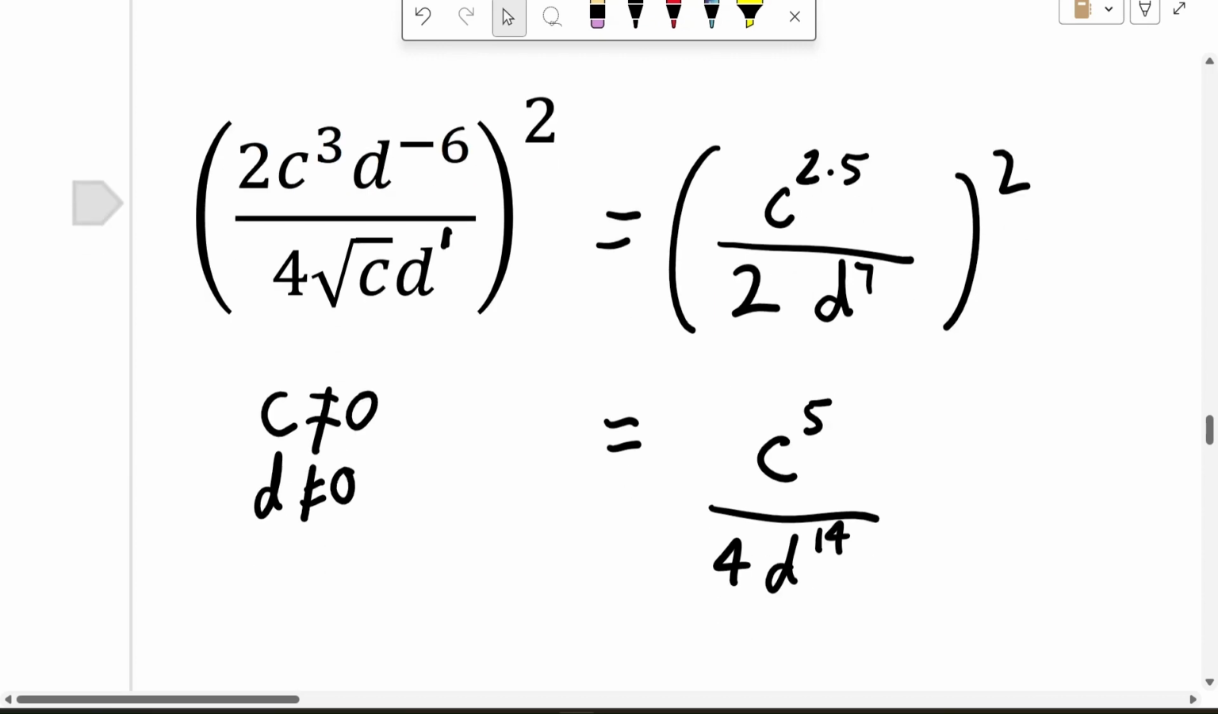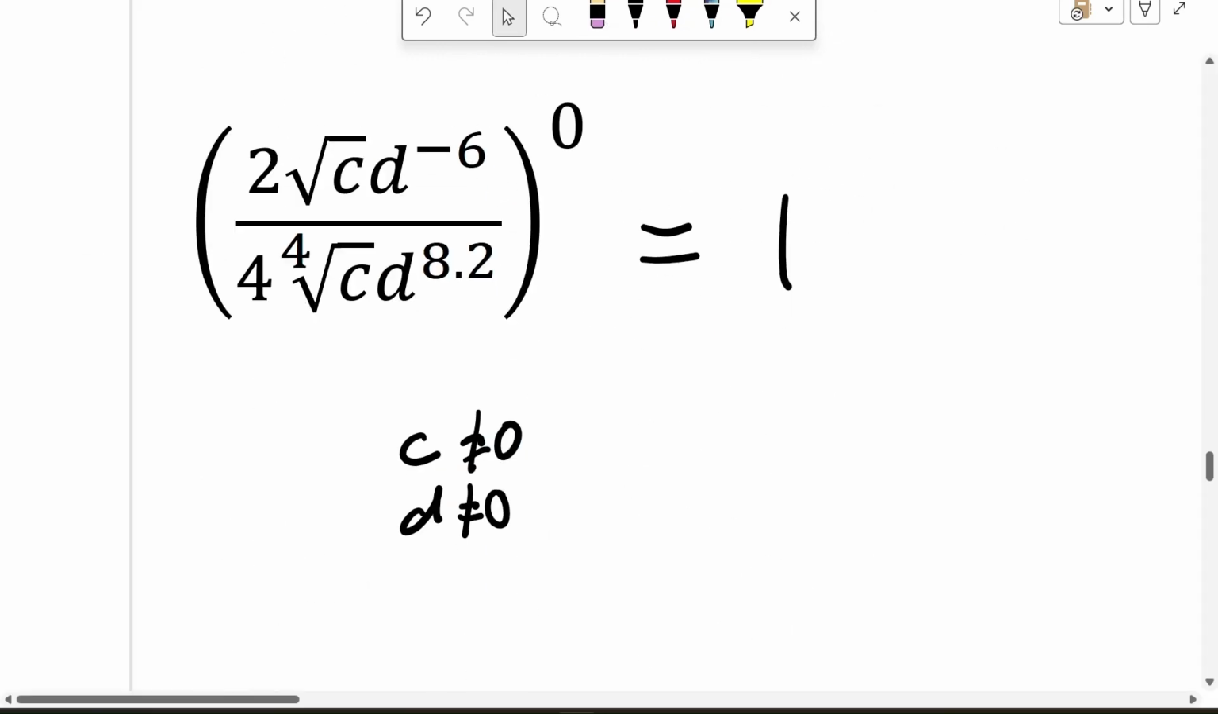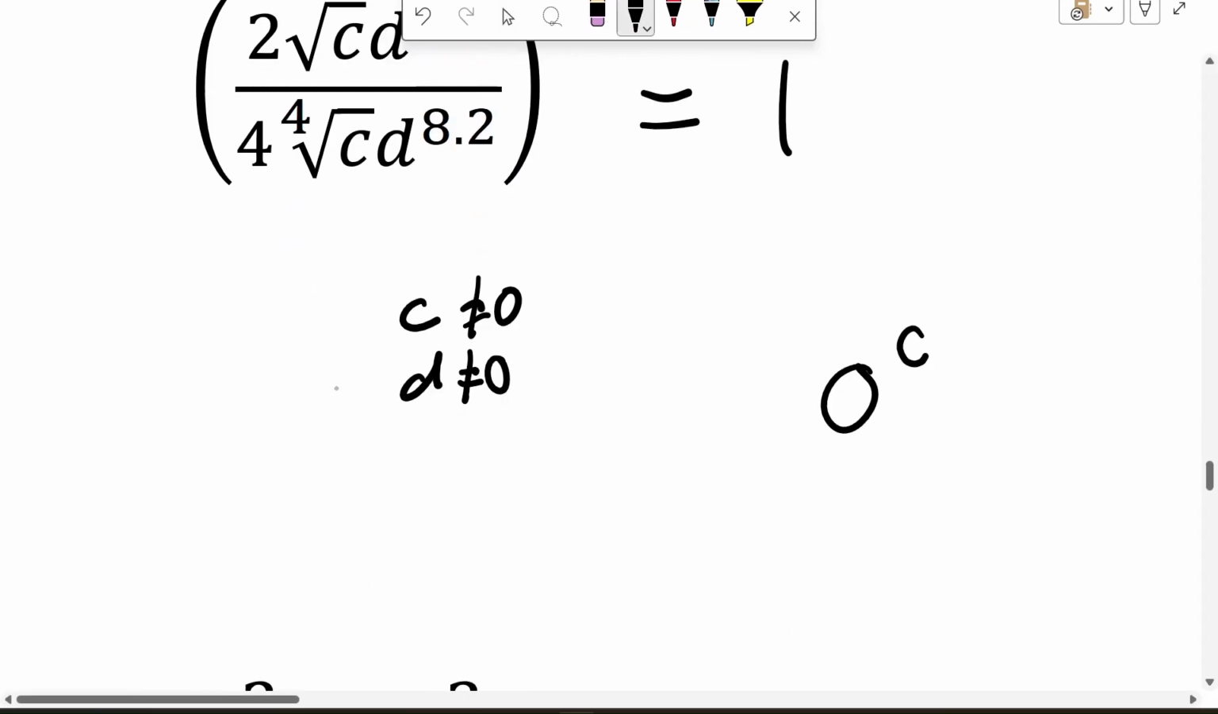Just got to be careful with 0, especially if it's on the bottom of a fraction, and especially if you end up with something like 0 to the power of 0. That makes us very unhappy. It's actually undefined.